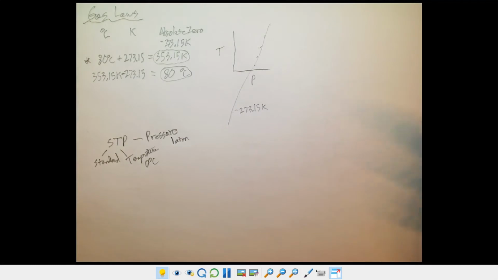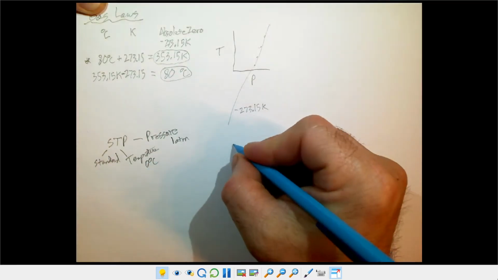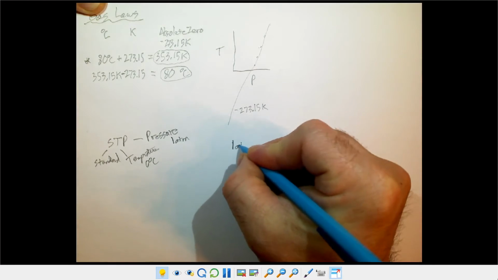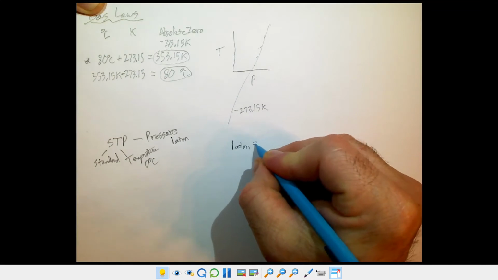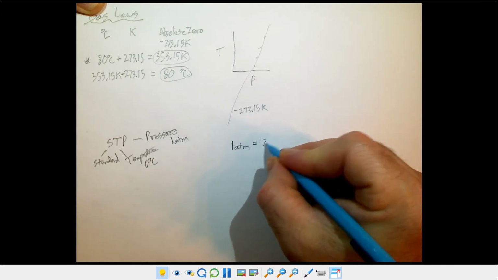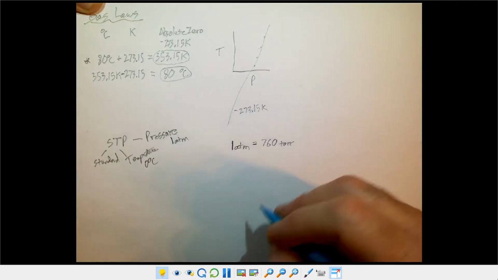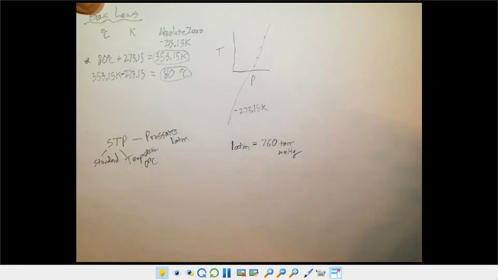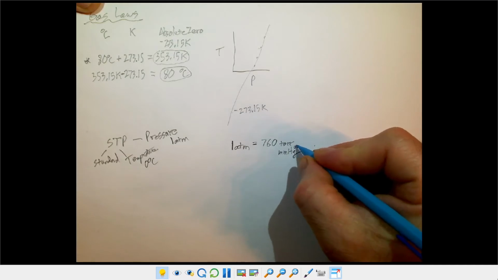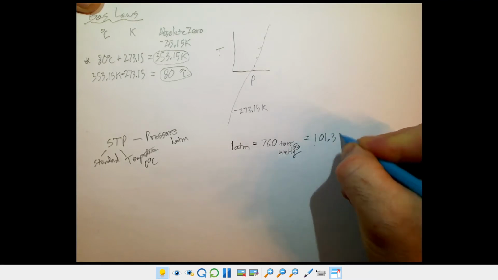Pressure can be measured in a whole bunch of things. We talked about temperature being Celsius and Kelvin. Well, what about pressure? Pressure can be measured in atmospheres, say 1 atm, which is standard pressure. That would equal another measurement called torr, 760 torr. Sometimes they don't use the word torr; sometimes they use the abbreviation millimeters of mercury. Either one. Another one would be kilopascals, which is equal to 101.3 kilopascals.